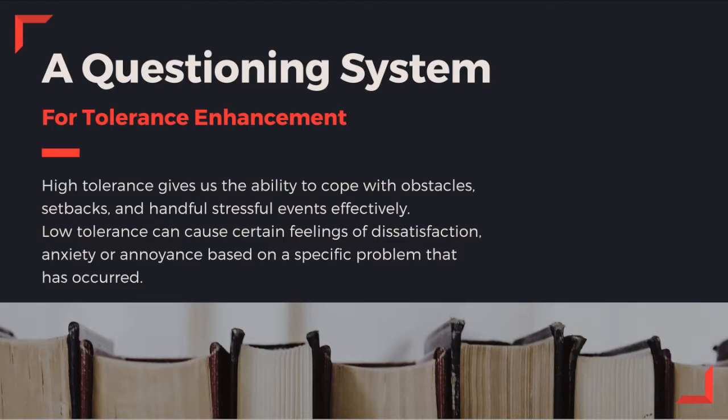High tolerance gives us the ability to cope with obstacles, setbacks, and stressful events effectively. Low tolerance can cause certain feelings of dissatisfaction and anxiety or annoyance based on a specific problem that has occurred. And the first question is, when something happens, what is your tolerance level? If you find that you usually have high tolerance levels to such events, to similar events that occurred, what happened that made this tolerance low? And retrospectively, if you usually have low tolerance to such events, what happened that improved your tolerance levels?